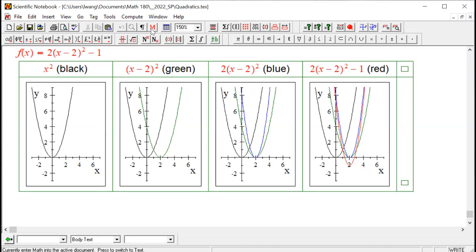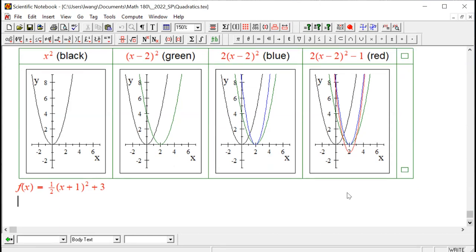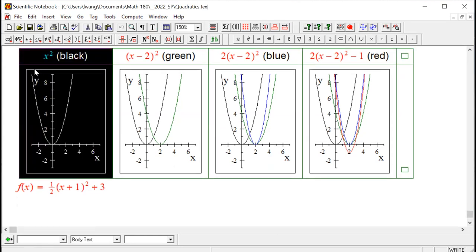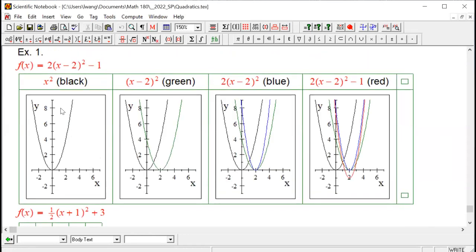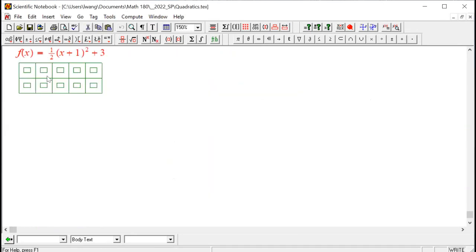This time we have a function. Okay, we have a half, and then we have (x + 1) squared, plus 3. Okay, let's see what we get. We're going to start from the same place. Once again, I'm going to use this table.